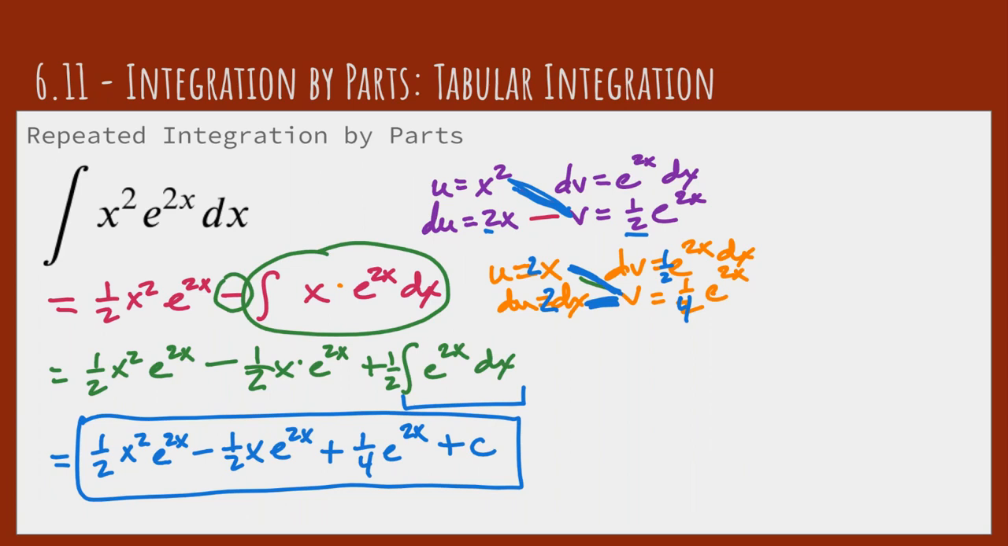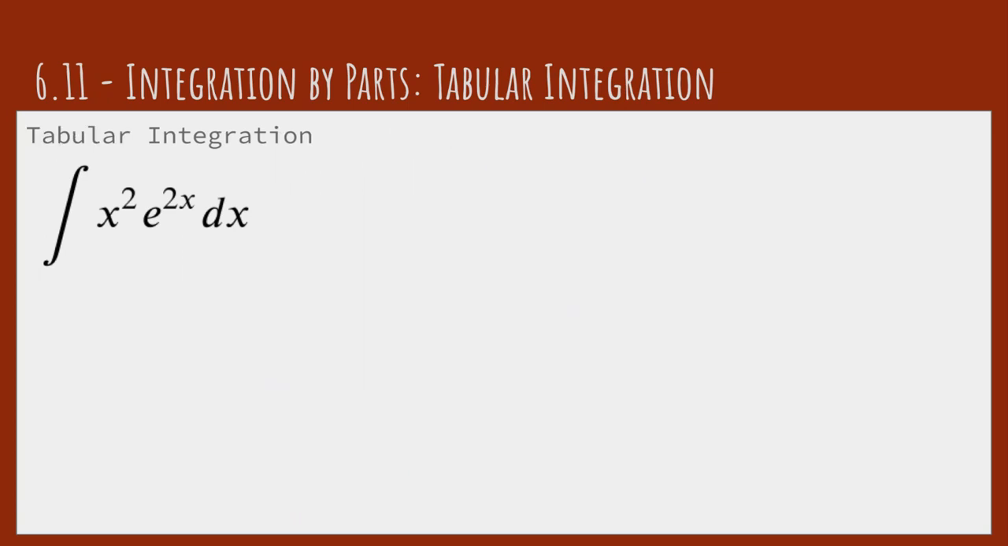So if we reorganize our work, and instead of choosing our u and dv over and over again, I'm going to choose my u and my dv, and I'm going to just repeatedly take derivatives and repeatedly take antiderivatives as long as I need to.